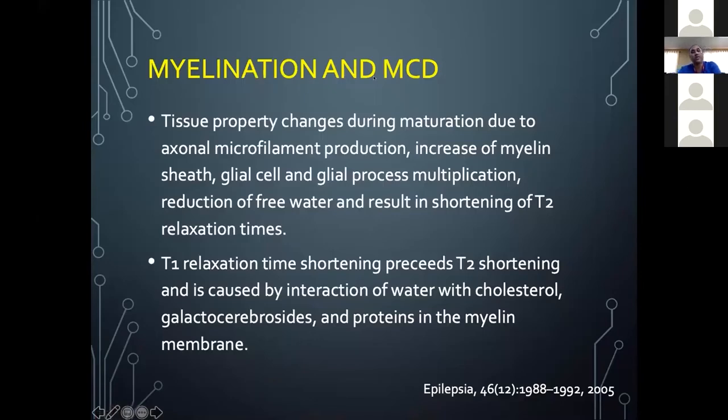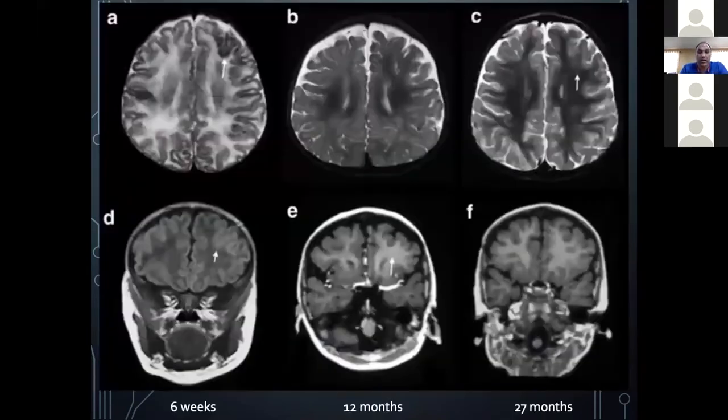Now, another aspect which is very important to understand is that in children less than 2 years, when the myelination process is not complete, diagnosis of malformation of cortical development is slightly tricky, because the T1 and T2 times are changing with age. For example, in this particular case, at 6 weeks, look at the abnormality here. At 12 months, look at the abnormality here, and at 27 months, look at the abnormality here. So see how the morphology has changed over a period of time. Here you can see that there's a cortical malformation whose morphology has totally changed over time.